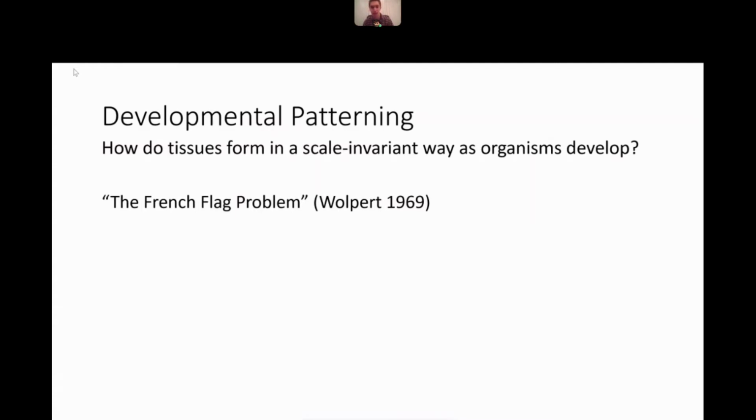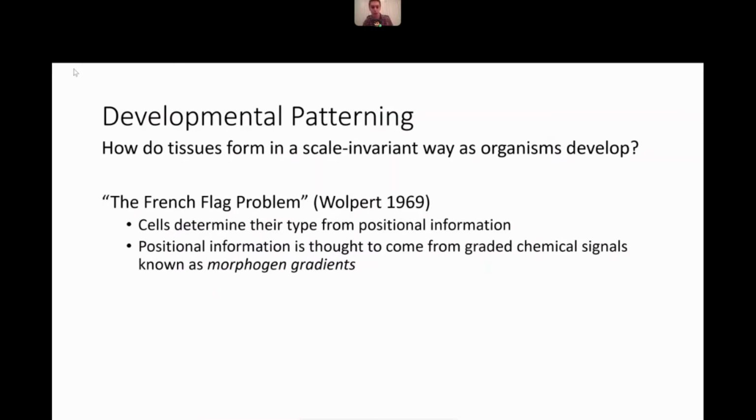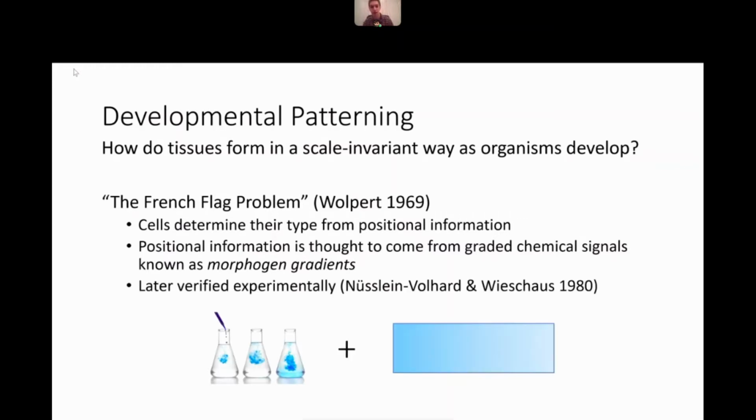And the idea is, we have a set of cells, and they need to determine their type from positional information. Positional information was thought to come from graded chemical signals, and these are known as morphogen gradients. And this was later verified experimentally.